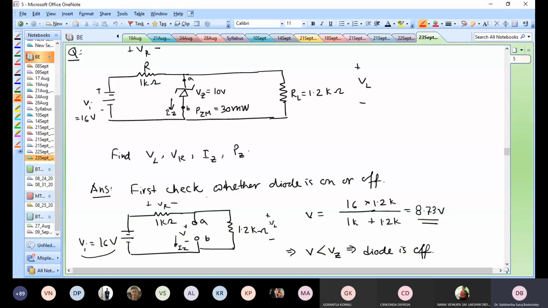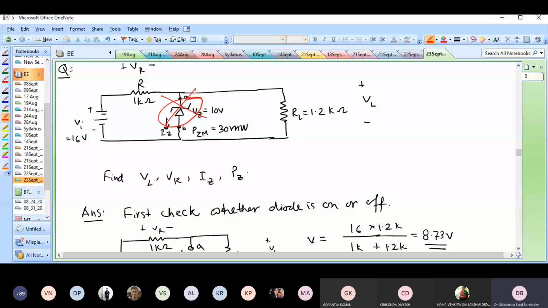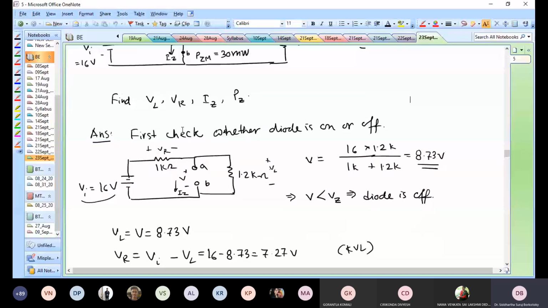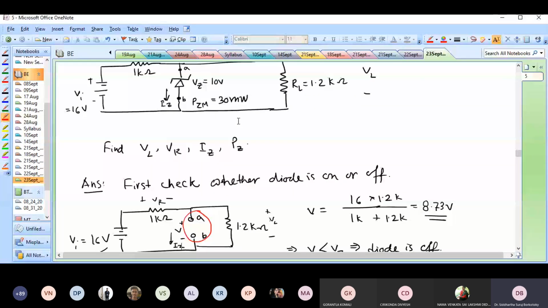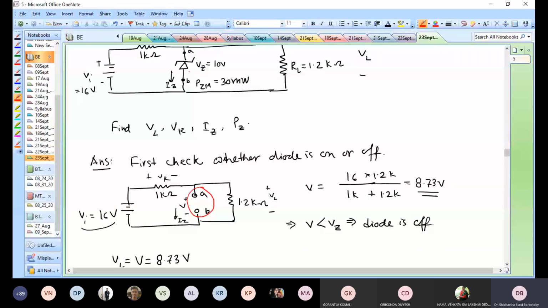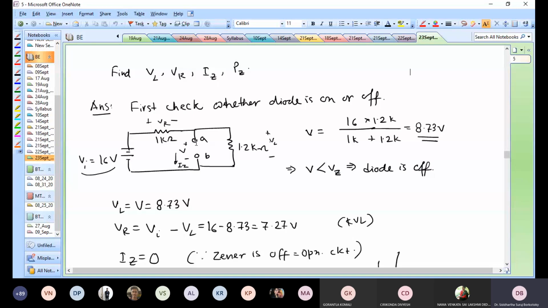And how do I find that? For that, I just remove the Zener diode from the circuit. So I remove this diode from the circuit, and when I remove it, I get a circuit like this. So now my terminals A and B, I had written down A and B in the original circuit as well. So I remove the Zener diode and I get these two open circuit terminals, and I want to find out what is the voltage across these two terminals.